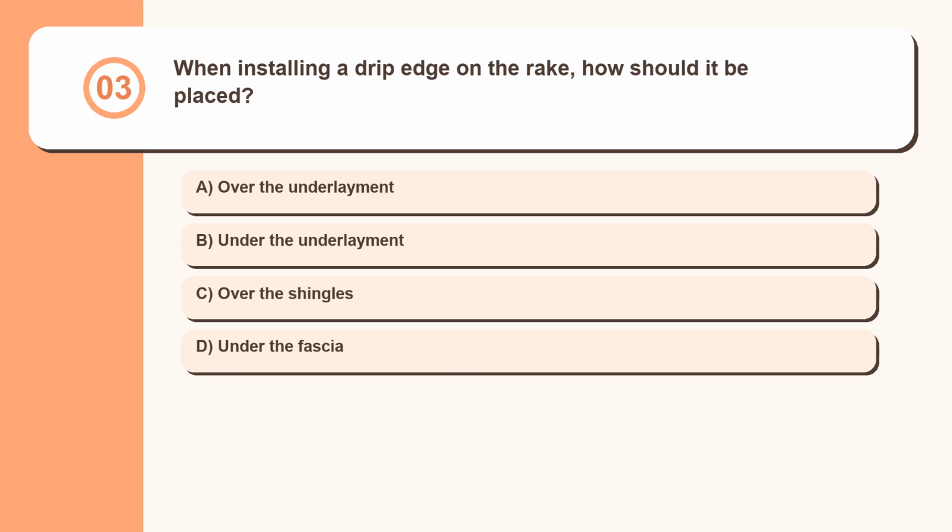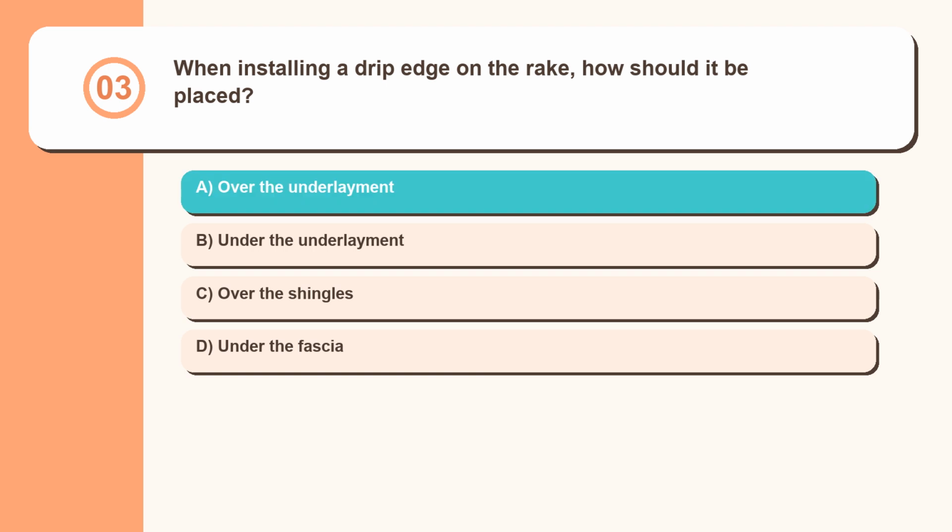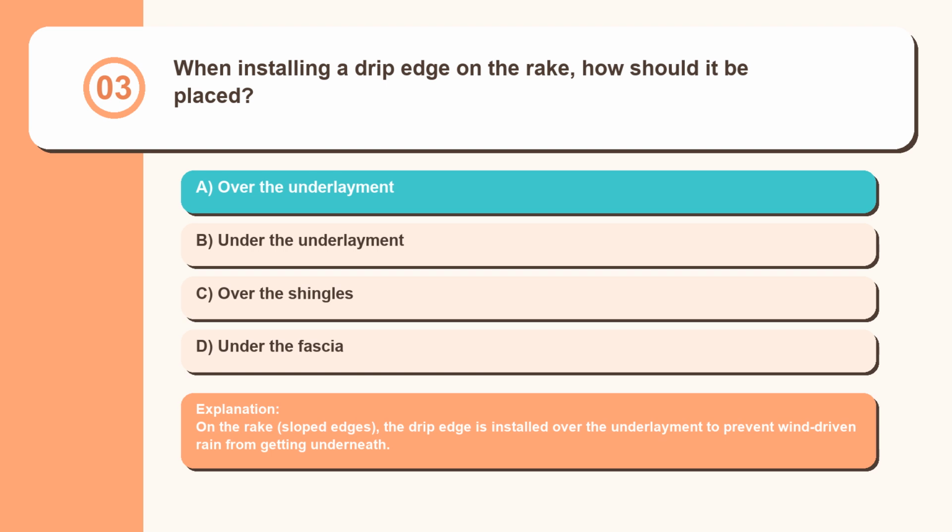Question 3. When installing a drip edge on the rake, how should it be placed? Over the underlayment, under the underlayment, over the shingles, under the fascia. On the rake, the sloped edges, the drip edge is installed over the underlayment to prevent wind-driven rain from getting underneath.